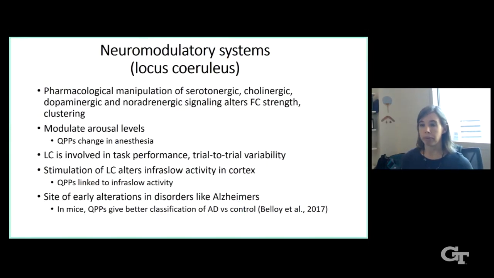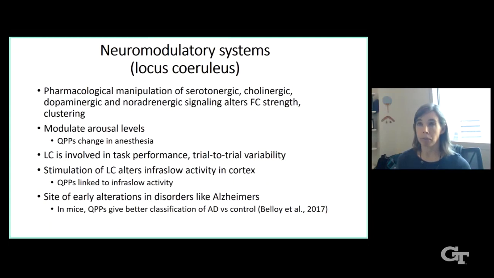So then we tried to investigate the other hypothesis, this idea that maybe there were neuromodulatory inputs that were driving this. And we were enthusiastic about this because we already knew that pharmacological manipulation of many of these different systems changes the functional connectivity strength and clustering. We know that these patterns change in anesthesia and that these nuclei can modulate arousal levels, so that fit. We know that one of these nuclei that we decided to focus on, the locus coeruleus in particular, is involved in task performance and this trial-to-trial variability.